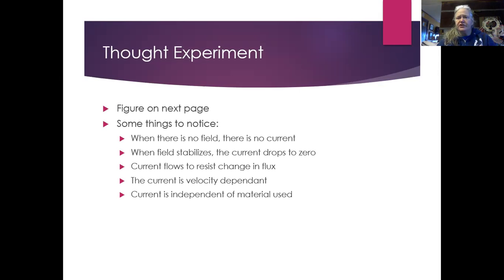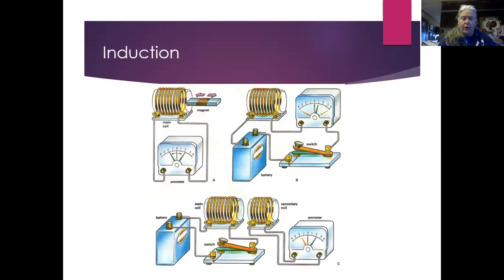Now the figure in your book shows a little bit about this, but there's some figures on this next page that will show you this. So the things you want to look for in these thought experiments is when there's no field, no current flows. You have to have a magnetic field. There has to be a change in that flux. So when the field stabilizes, the current drops to zero. The current always flows to try to counteract whatever change we make. The flux wants to stay constant inside that loop. So the field will always flow to try to counteract whatever change you're making in the flux. And the faster that change happens, the more current flow there is. So it's velocity dependent. And it doesn't matter what material is used.